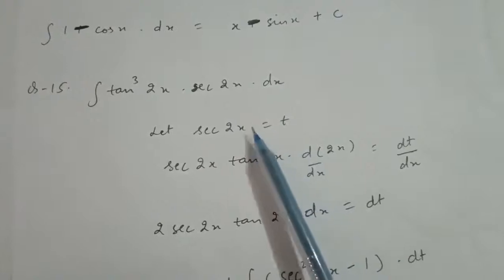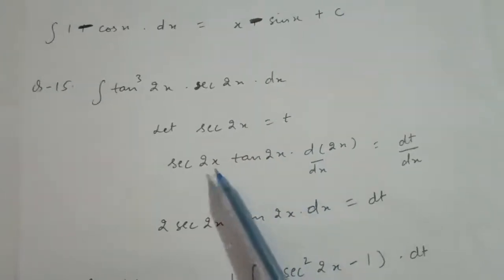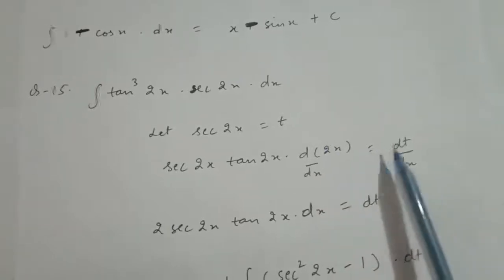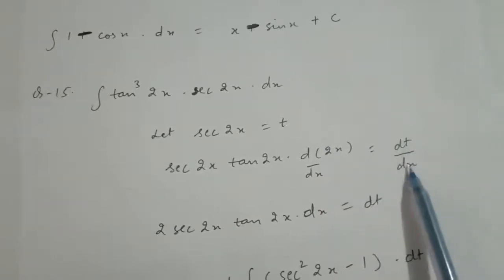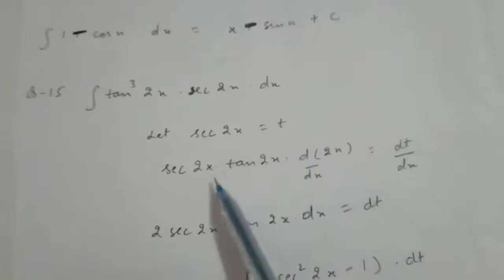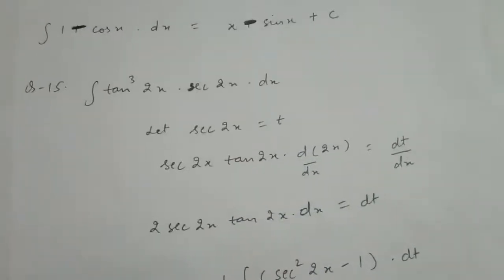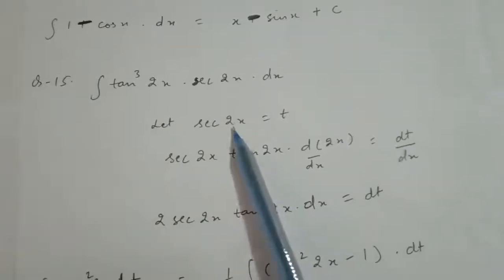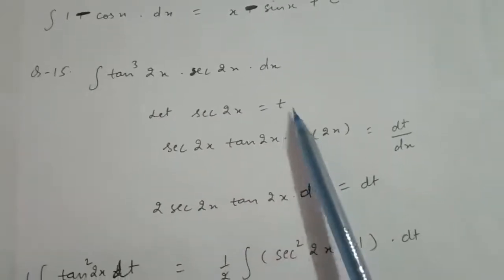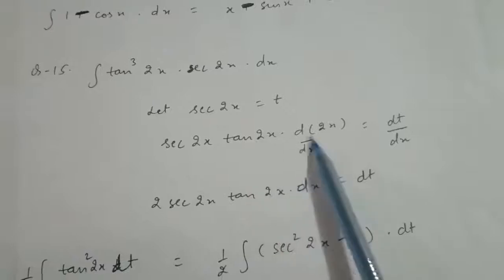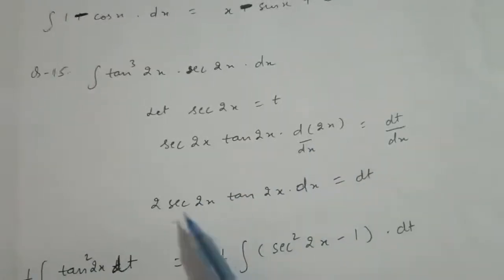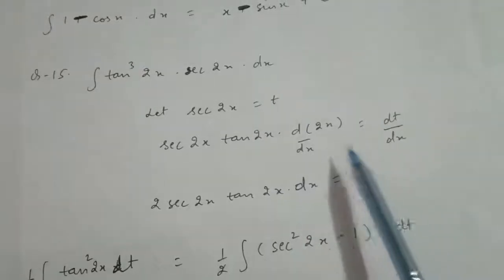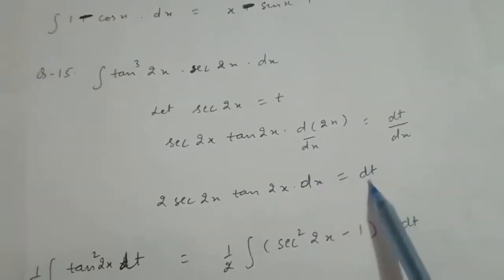Because now the derivative of secant 2x is secant 2x into tan 2x into the derivative of 2x, which is equal to dt by dx, right? Now secant 2x into tan 2x exists in the given integrand, right? Therefore, we have taken secant 2x as equal to t. Now this will be, the derivative of 2x is 2, into secant 2x into tan 2x into dx, taking this dx on this side, equal to dt.